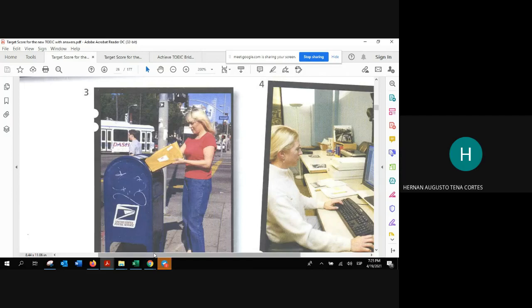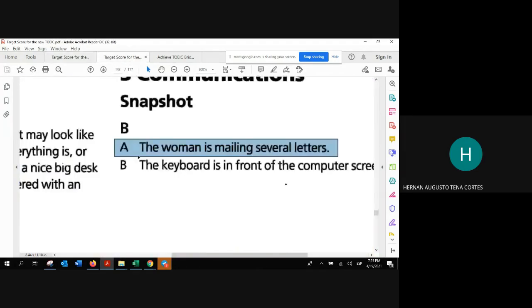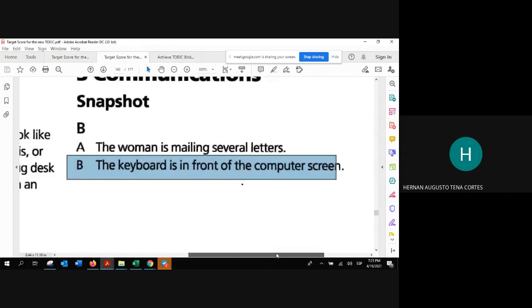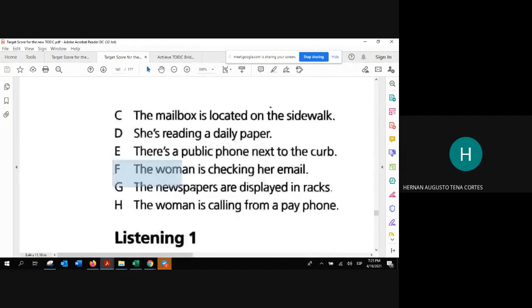Let's take a look now at picture number 4. And for picture number 4, the answer was B. The keyboard is in front of the computer screen. And letter F, which was the woman is checking her email. Okay, so that was the picture exercise there, guys. All right, let's go now to the next section, guys.